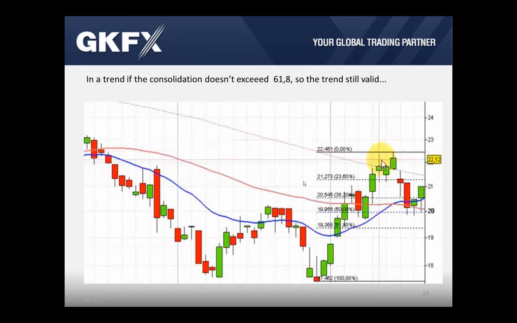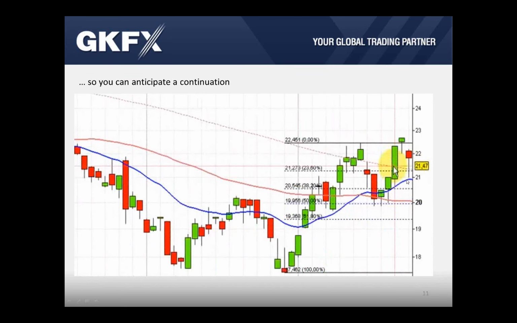Now, in a trend, if the consolidation doesn't exceed 61.8, the last retracement, the trend is still valid. Here is an example. I took the start of the trend and the end of the trend, and then I get the retracement. The exchange rate penetrated the first retracement, the second one, and we finally bounced on 50. So this bullish trend is still valid because we didn't break the last retracement.